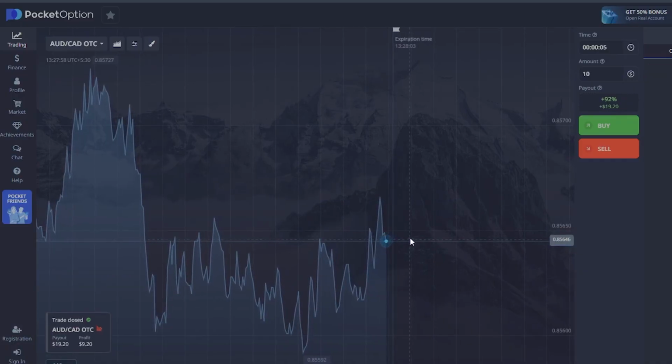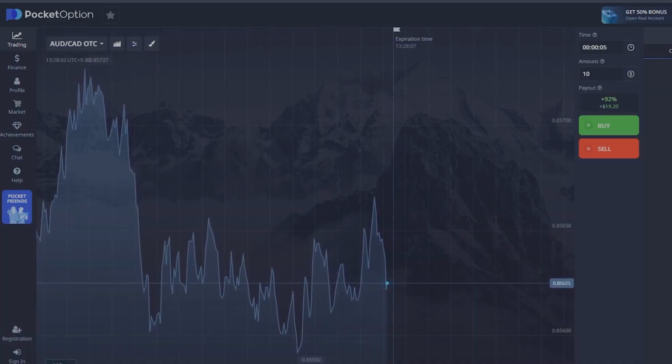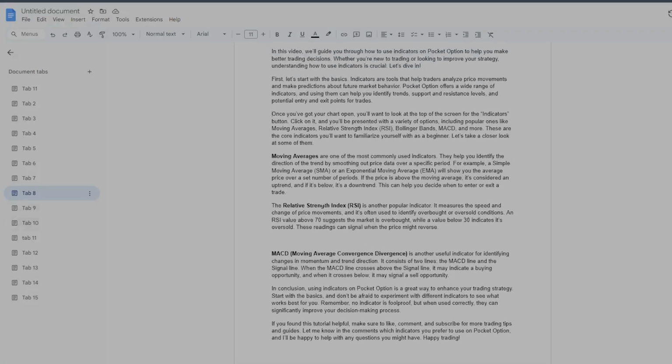The relative strength index is another popular indicator. It measures the speed and change of price movements, and it's often used to identify overbought or oversold conditions. An RSI value above 70 suggests the market is overbought, while a value below 30 indicates it's oversold. These readings can signal when the price might reverse.